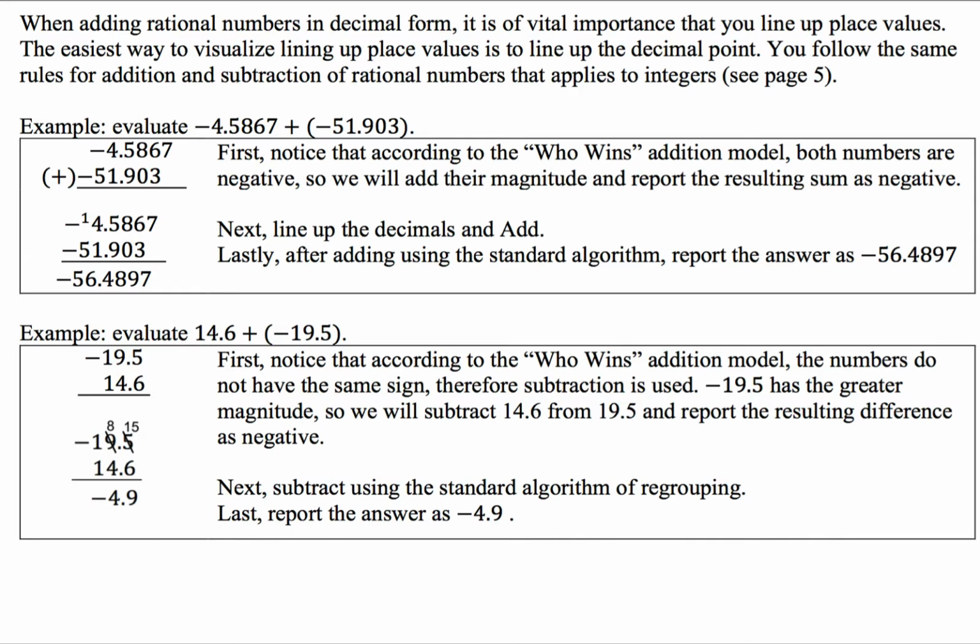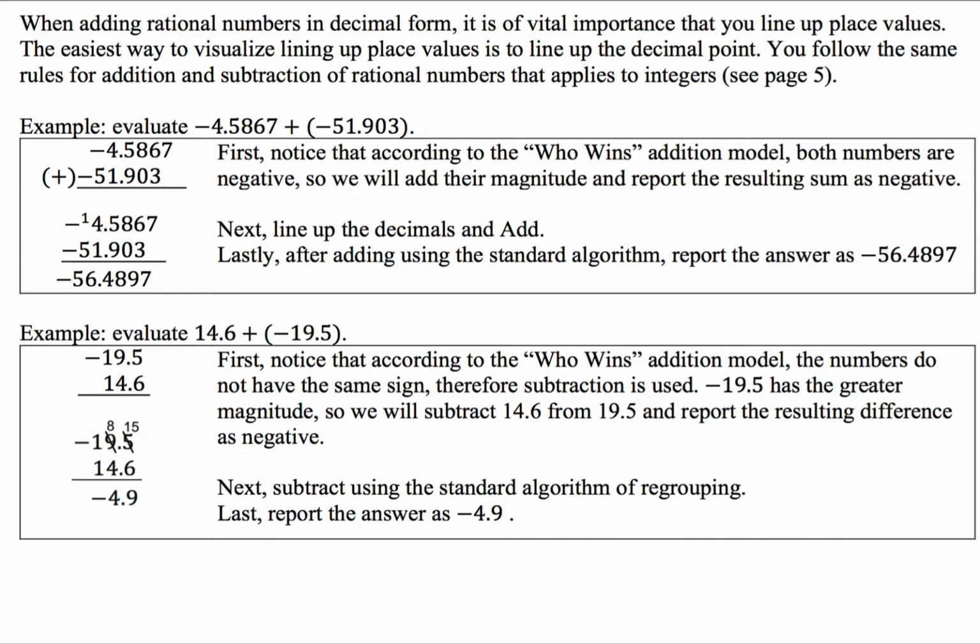When adding rational numbers in decimal form, it is of vital importance that you line up place values. The easiest way to visualize lining up place values is to line up the decimal point. You follow the same rules for addition and subtraction of rational numbers that apply to integers. See page 5 in your notes.